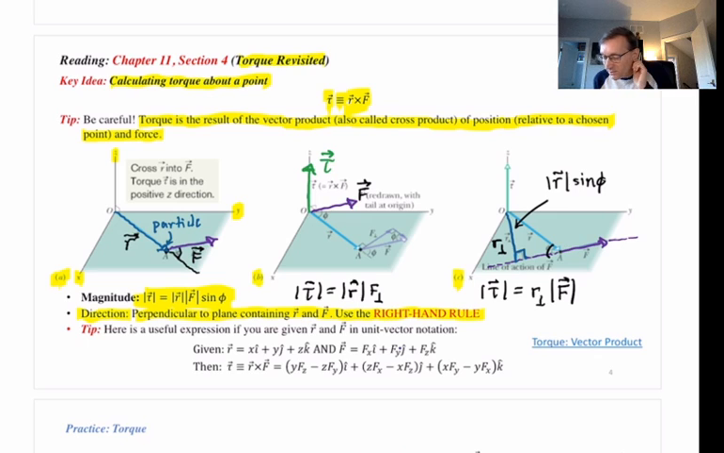Notice where they draw the torque vector. They draw it with its tail at O, although you could draw it anywhere you want. You could draw it with its tail at A. Just make sure you draw it pointing along plus z.